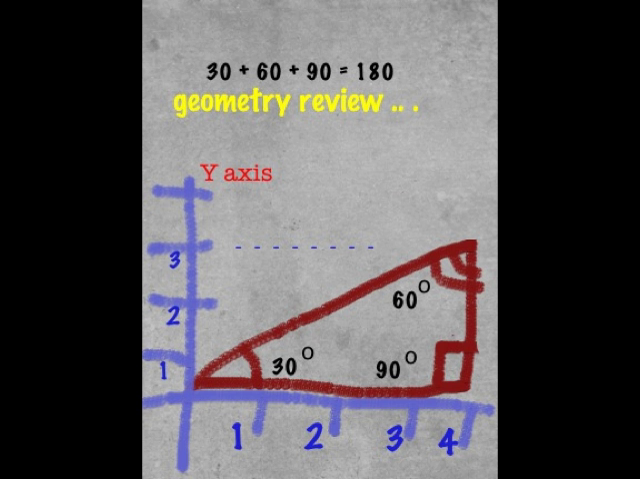Okay, we're going to call that vertical blue line the y-axis. We're going to call the horizontal blue line the x-axis. Now we're at trigonometry, folks. We are now at trigonometry. Okay?